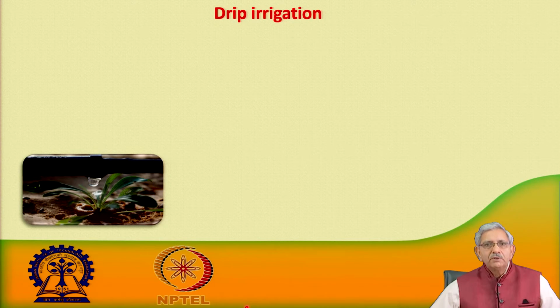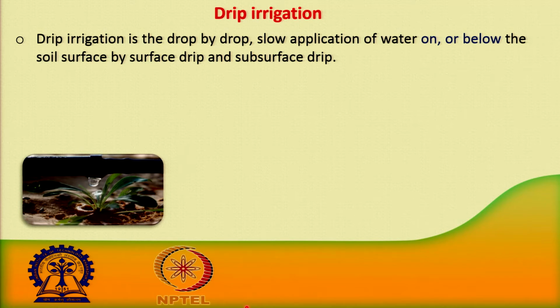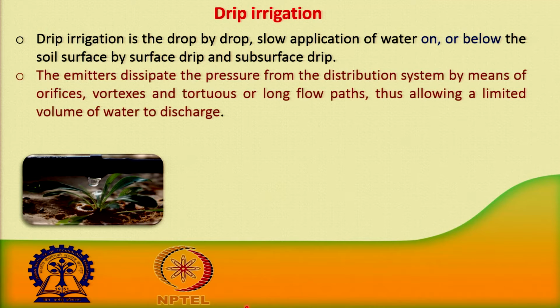So, when we talk of a drip irrigation system, it is the application of water at a slow rate, virtually in the form of droplets. It can be applied on the surface or below the surface by using a subsurface or surface drip line. On each drip lateral, there are drippers.